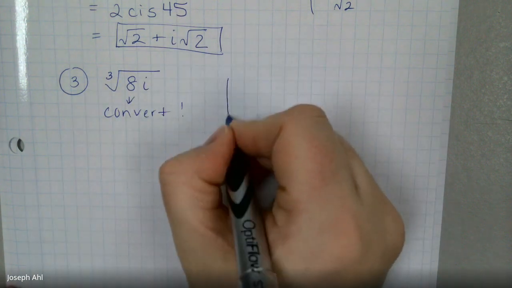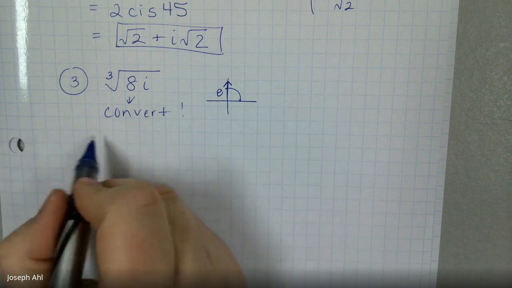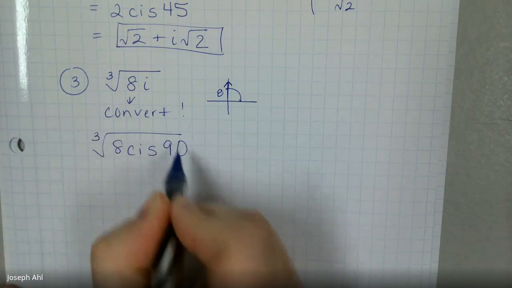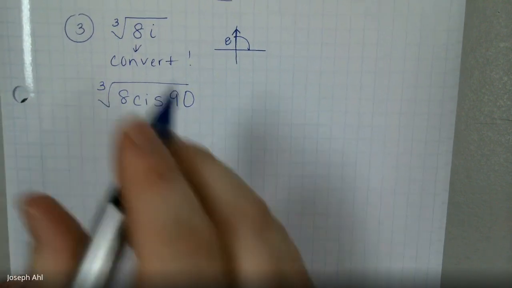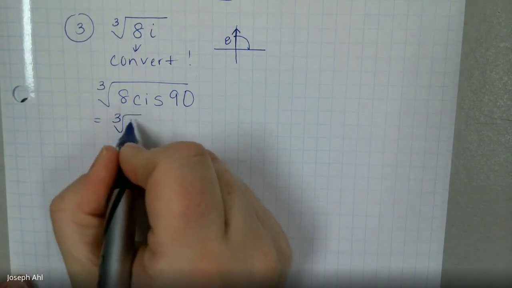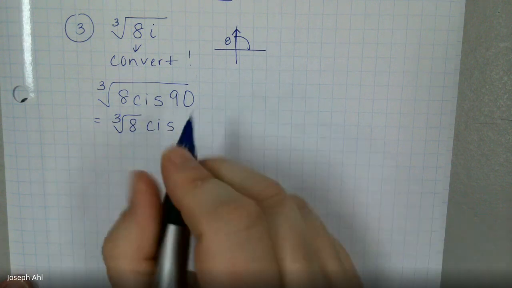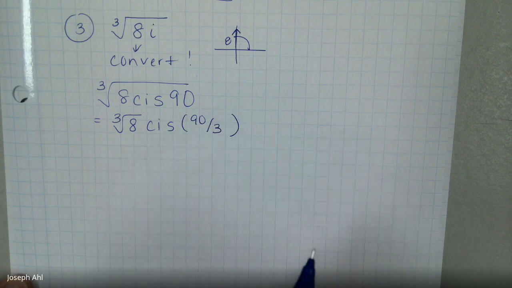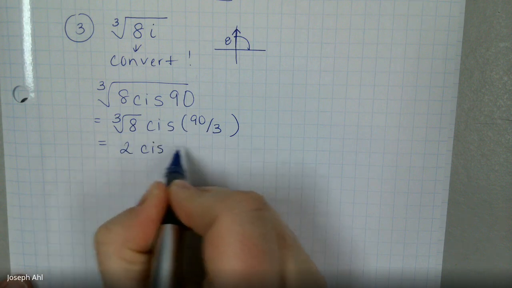8i would be up 8 units, right? And the angle there would be 90. So this becomes the cube root of 8 cis 90. And now we can apply De Moivre's theorem. So this would become the cube root of 8, or 8 to the 1/3 power, whichever you want. In terms of using your calculator, it's up to you if you need it for something like this. 90 is going to get divided by 3 or multiplied by 1/3. This turns into 2 cis 30.